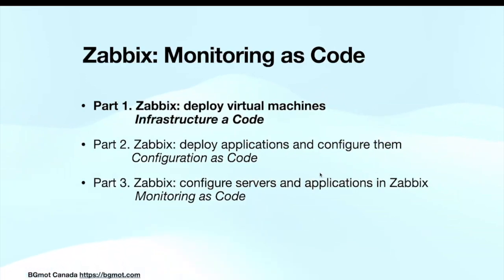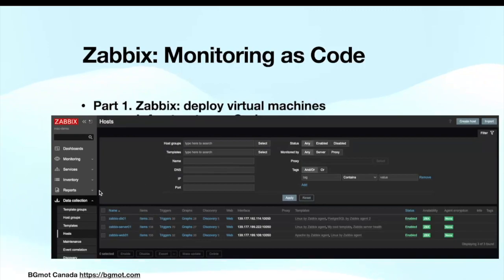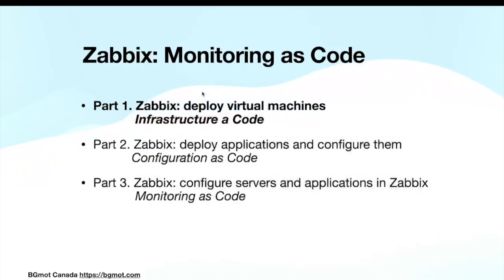And finally, in part 3, this is actually monitoring as code. We configure servers and applications in Zabbix. So you have all 3 hosts added to Zabbix with properly assigned templates. So you have all items, metrics to monitor, and all triggers with alarms. Okay, let's start.